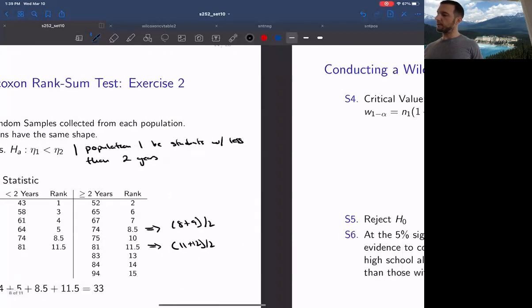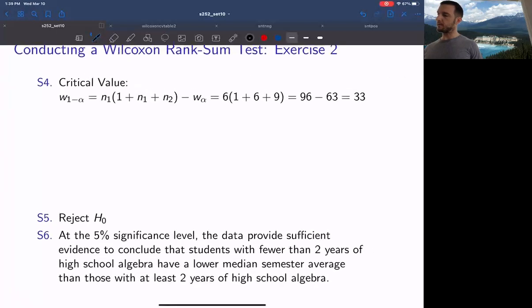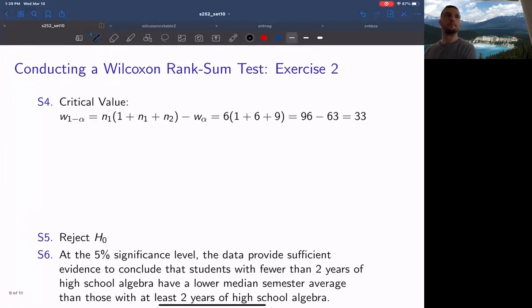All right. So let's take a look at step 4 using each approach. If we take the critical value approach, you can see here that we're computing the lower bound. It's not exactly the maximum, but this part here is n1 times (1 plus n1 plus n2), and then the 63 here is the W alpha.